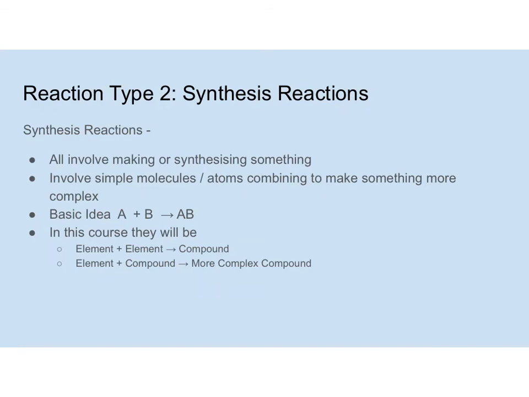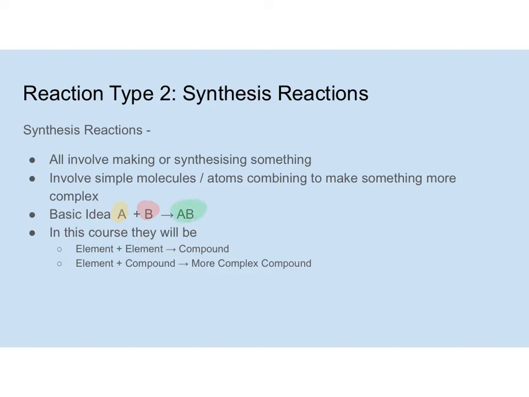Okay, getting into the reaction types today: synthesis reactions. Synthesis reactions all involve making or synthesizing something. To synthesize something is another word for making something. So we're going to make stuff from smaller building blocks. It involves taking simple molecules or atoms and combining them together to make something more complex. The basic idea is you take something simple like A, something simple like B, and then you get a product where they combine together like AB.